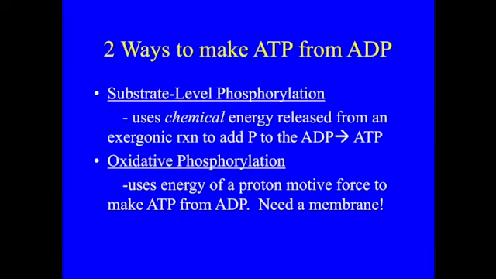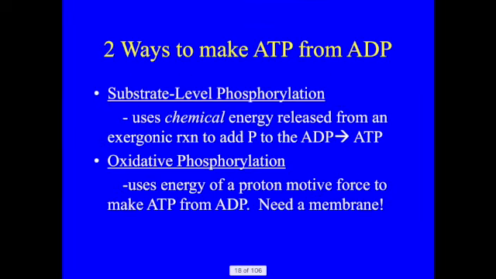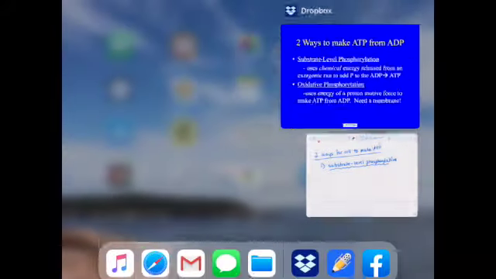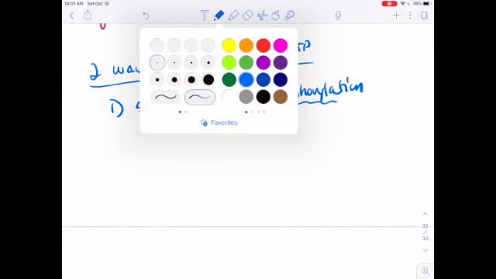I put this slide up, and students all see these words. They're like, substrate level what? And oh my God, oxidative phosphoryl what? I need to know these things. Yes. So let's break these words down to get more meaning out of them.